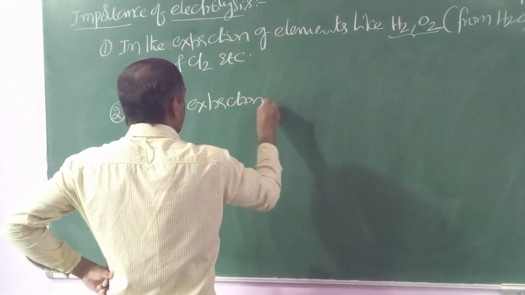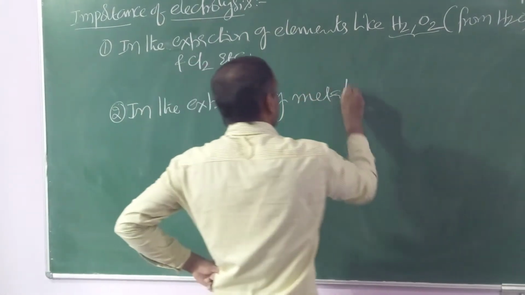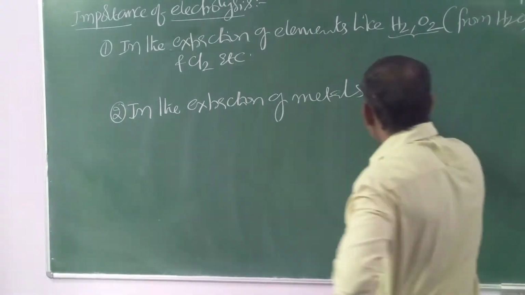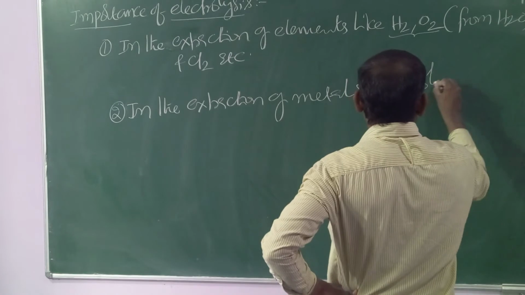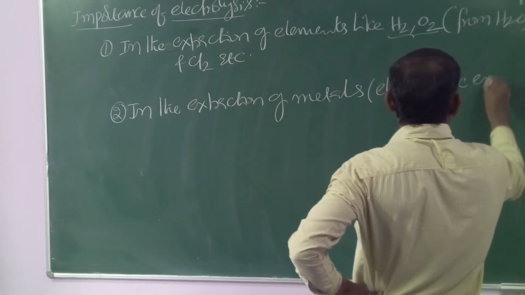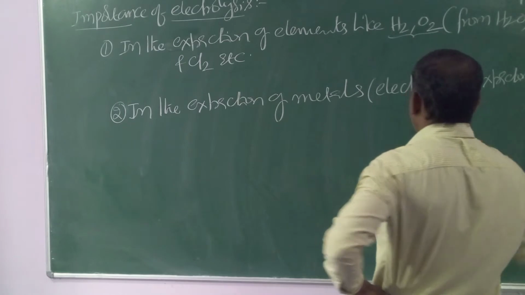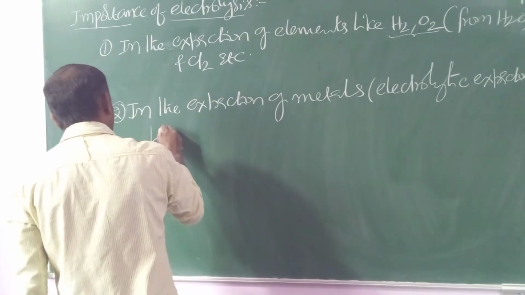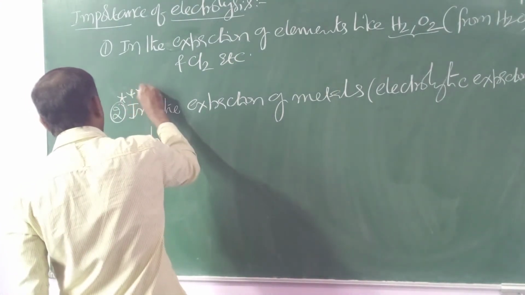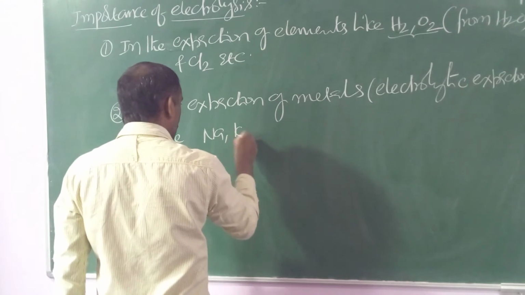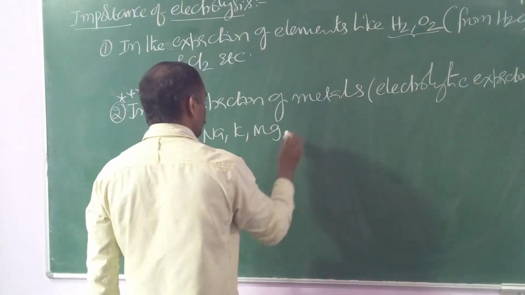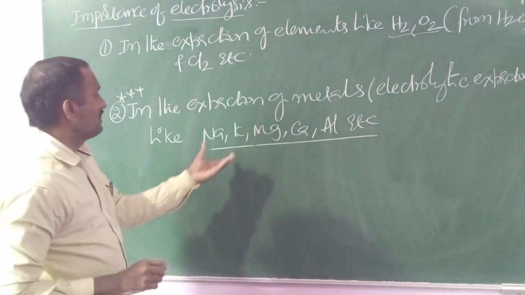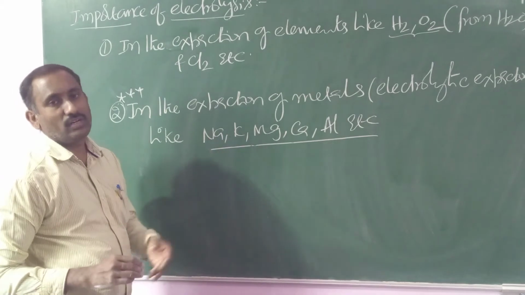Next, in the extraction of metals, metals also we can extract by using electrolysis. That is also known as electrolytic extraction, meaning the extraction is based on the electrolysis process. The second important point: metals like sodium, potassium, magnesium, calcium, aluminium, etc. These are more reactive metals and can be extracted by using electrolysis.